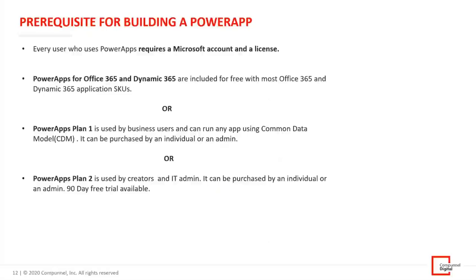So if I talk about it, every user who uses Power Apps requires a Microsoft account and a license, which is one of the things because we're talking about Power Apps. It's a Microsoft platform, so you really need to have a Microsoft account and a license. There are three different ways to access Power Apps. If you have an Office 365 or Dynamics 365 license, you don't have to purchase anything separately. You can use Power Apps there.